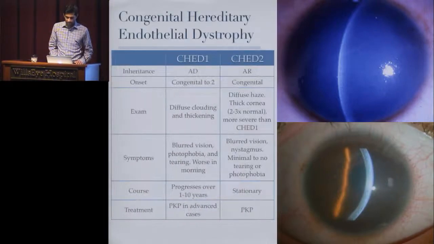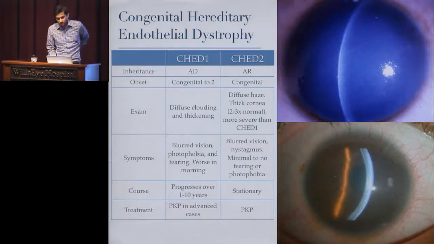So CHED, there's two. There's CHED 1, CHED 2, and this is just something you have to memorize. It's in a book. But CHED 1 is autosomal dominant. The way I remember it is CHED 1 is the better one to have. It's a stupid way to remember it, but it's not as bad. The symptoms are worse, so they do have photophobia and tearing, but the vision isn't as bad and the corneal edema isn't as bad.